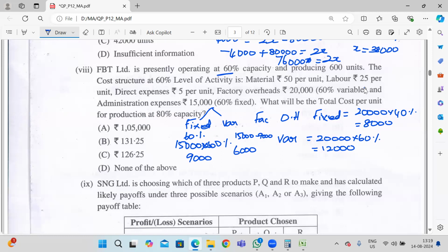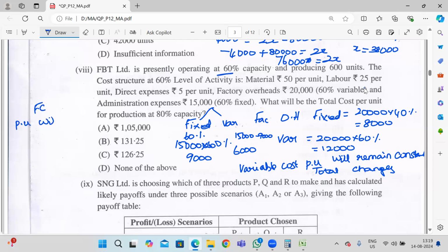So we need to remember one point. What is that? Variable cost: always remember, variable cost per unit will remain constant and total will change. Whereas it is vice versa for fixed cost: per unit will change, total remains constant. So this is the rule we need to remember.